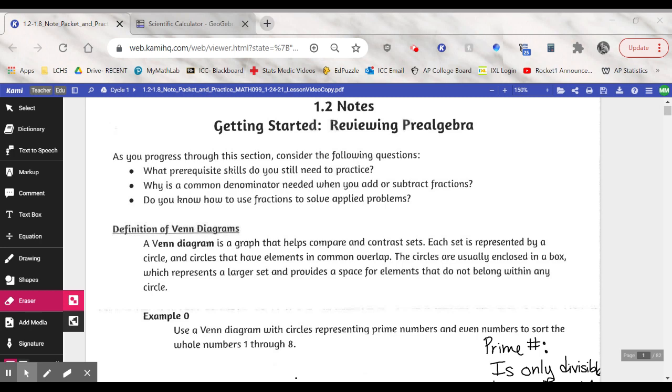At the beginning of each of the sections, you will see a list of different kinds of questions that you should reflect on throughout the rest of this section while you're taking the notes. So if you want to, you can go ahead and read those.